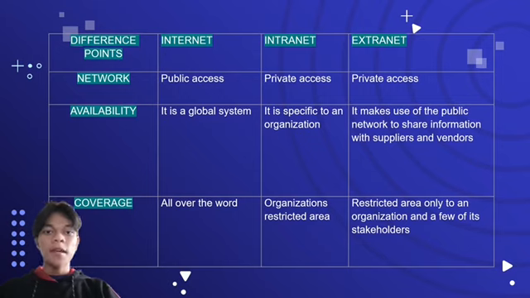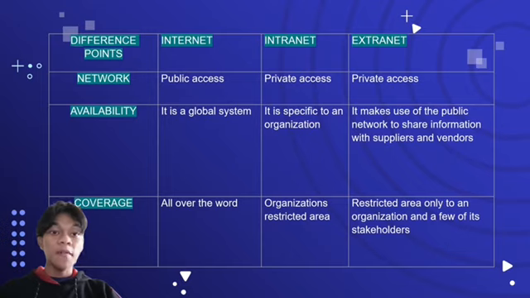Network accessibility and availability. So let's look from three different types: internet, intranet, and extranet. The first one is network accessibility. For internet, it is public access. For intranet, it is a private access, and for extranet, it is also a private access.